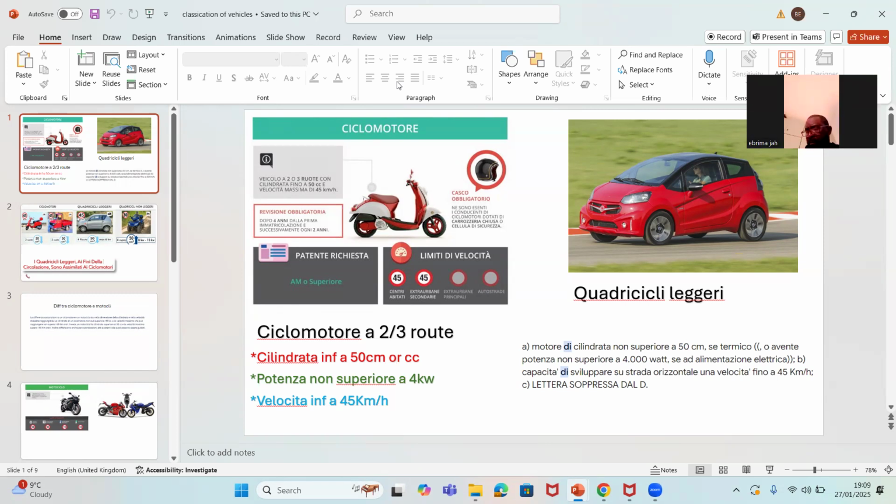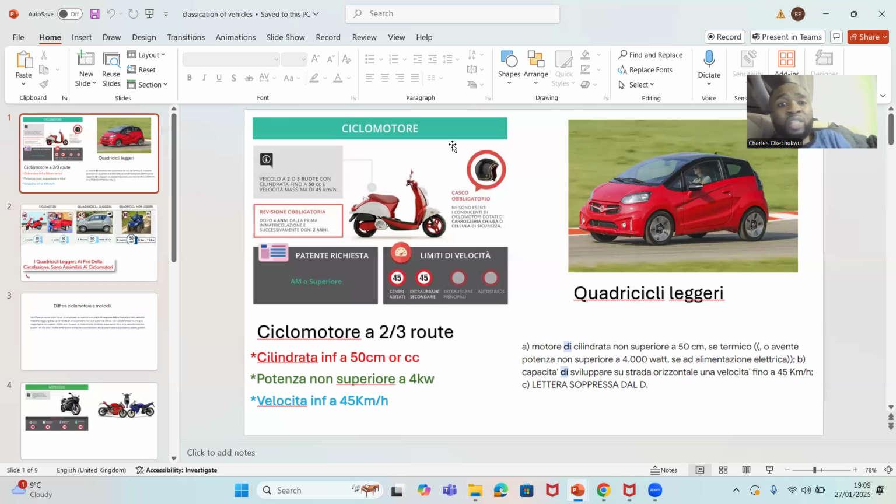Second definition of ciclomotore. We have what they call quadricicli leggeri. Write it down. Now, let us see the first one first of all. Remember, the second definition is what they call quadricicli leggeri. What will this first one be? They call it ciclomotore. We get 2 wheels and 3 wheels.